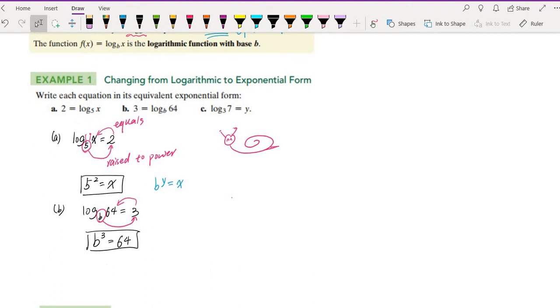We're doing the same thing for part C. In this case, we didn't have to rewrite it. Again, we can do this, and that will give us 3 to the power y equal to 7. Again, the concept is exactly the same. We're going to have the base, then raised to the power, and then equal to something.